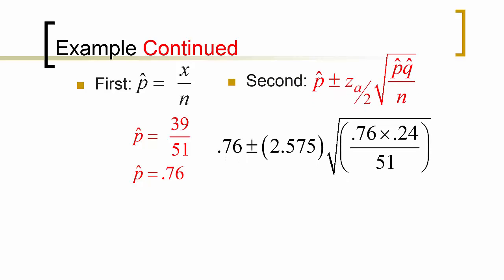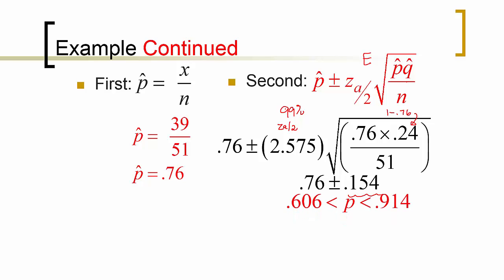So now let's go ahead and set up the margin of error. It's the critical value times the square root of p-hat q-hat over n. So I have 2.575. That's the critical value for my 99% confidence level. Multiply that by the square root of 0.76 times 0.24 divided by 51. If p-hat is 0.76, 1 minus 0.76 gives me q-hat, 0.24. So the margin of error is approximately 0.154.